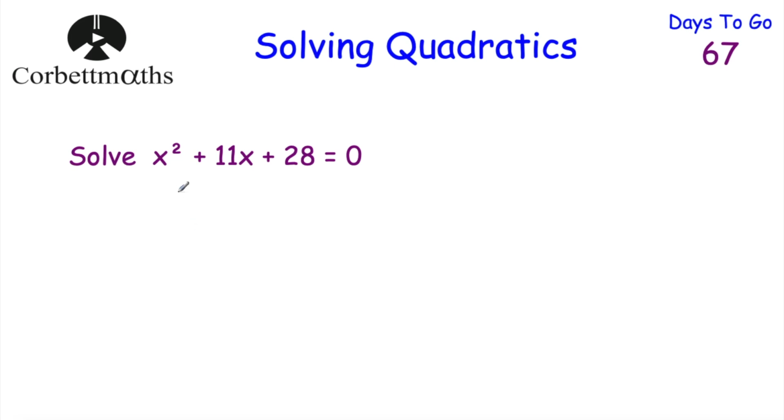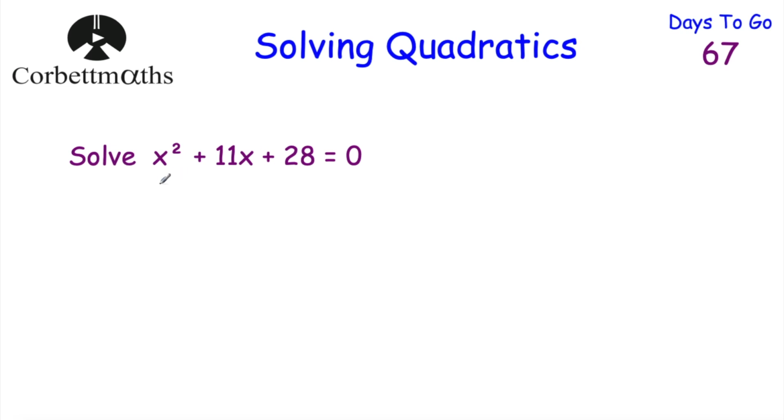So here we've got solve x squared plus 11x plus 28 equals 0. This is a quadratic equation, where we've got a quadratic and it's an equation. If you want to solve a quadratic equation like this, the first thing you want to do is make it equal to 0. So that's fantastic. And then what you want to do is factorize it. So pause the video now and factorize this left-hand side.